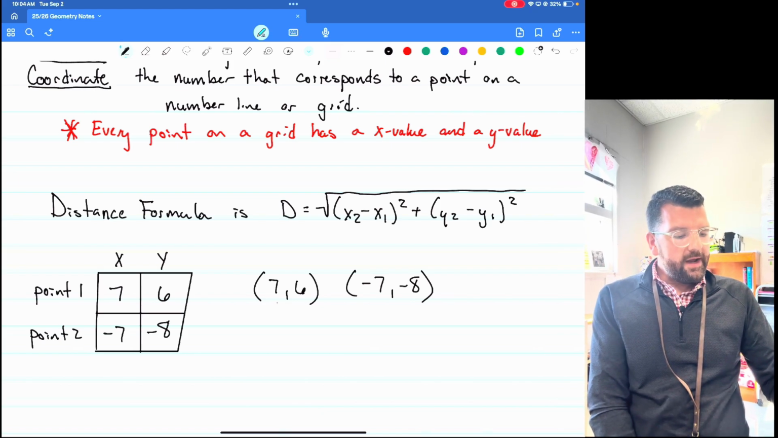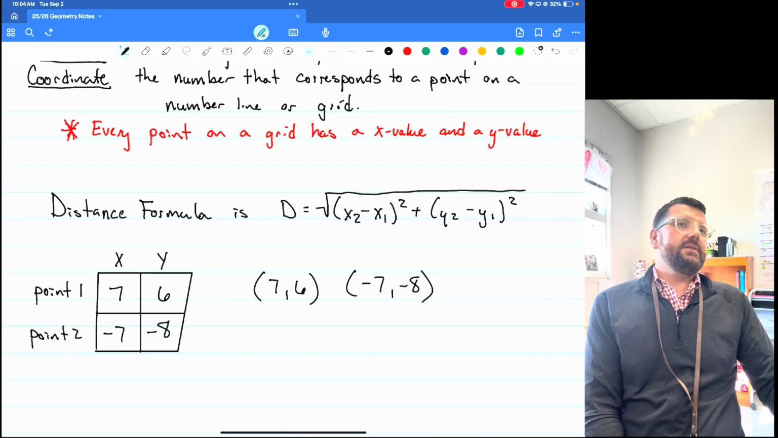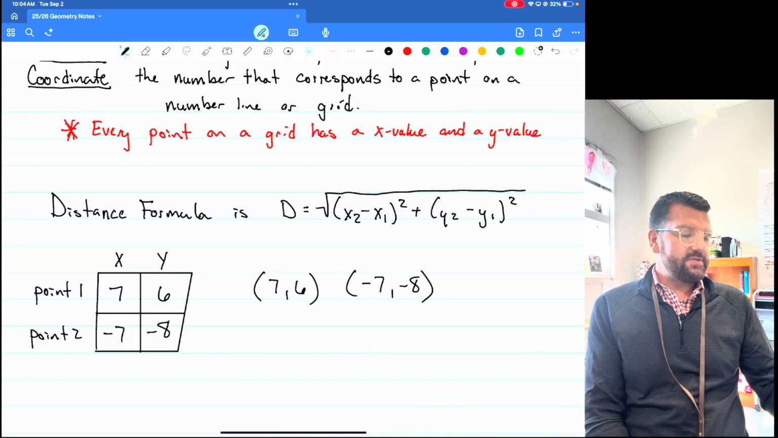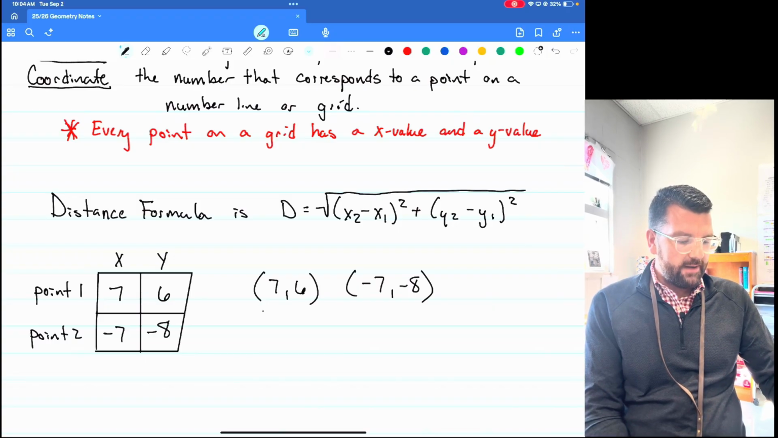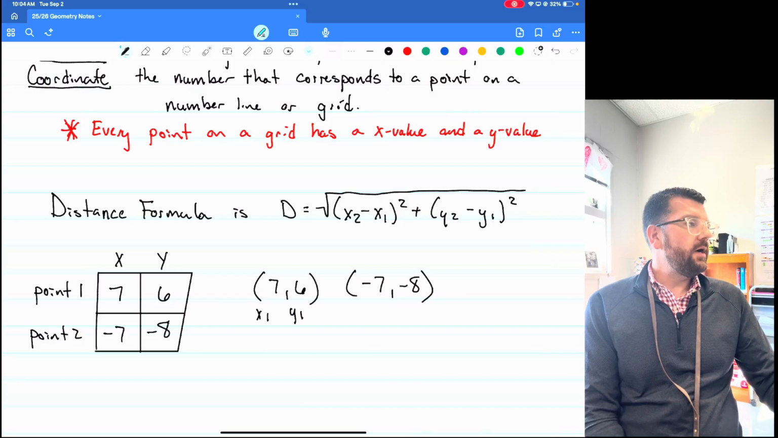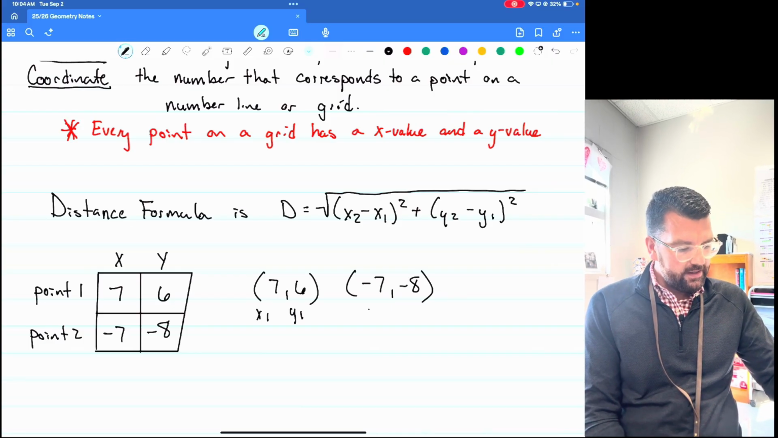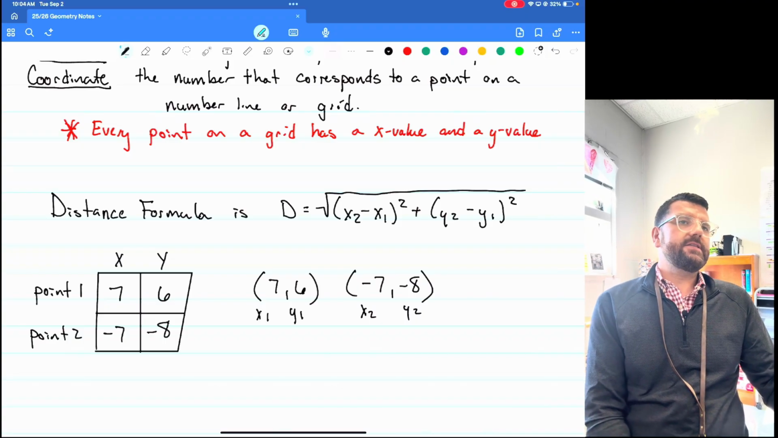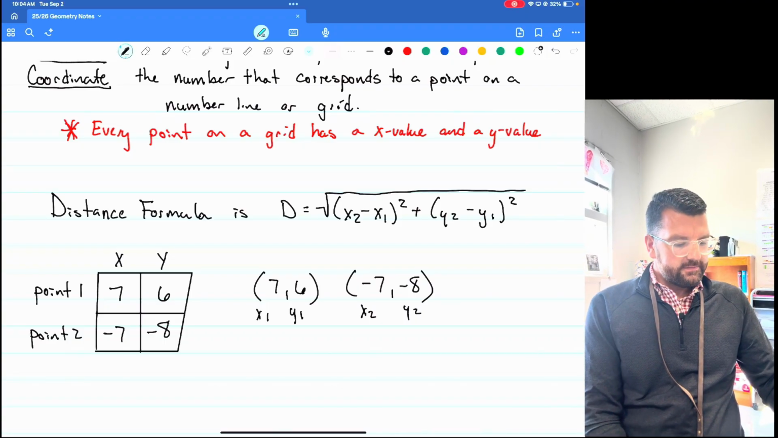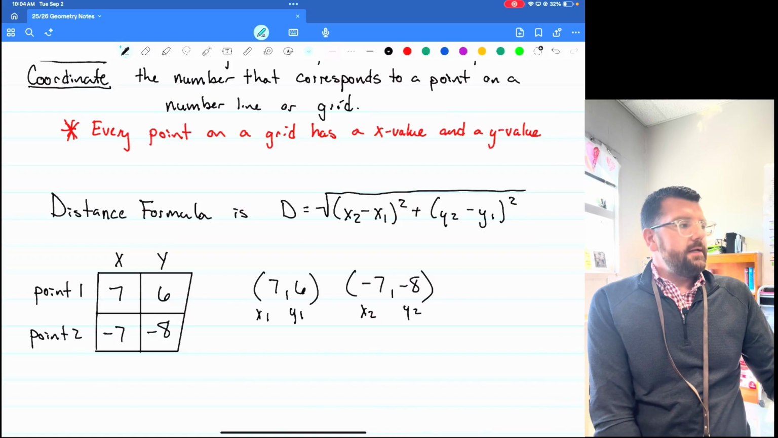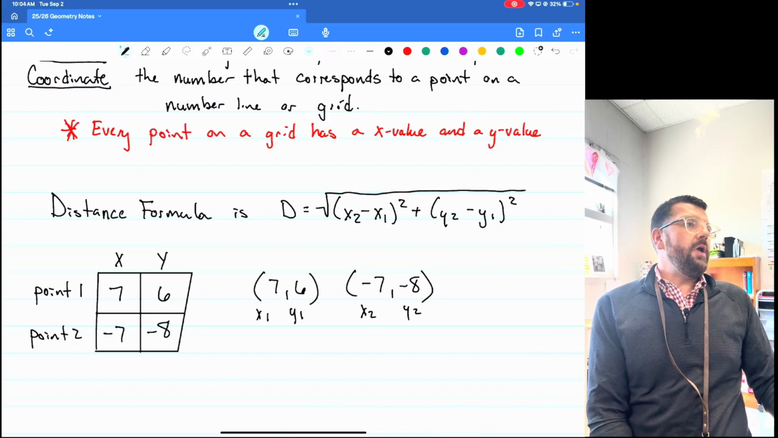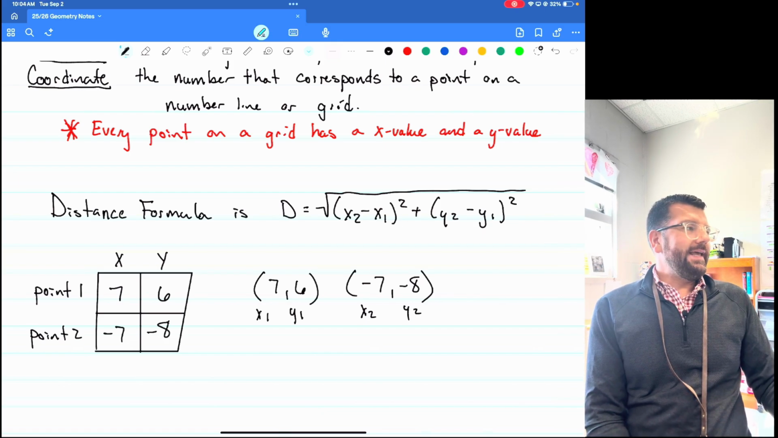The other way that I identify my x values and my y values is simply just to write underneath it or on top of the points x1, y1, because that's from point number 1, then x2, y2, because that's from point number 2. Once you know that, now all you have to do is substitute into the equation.